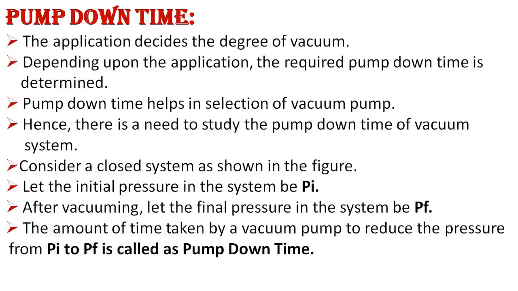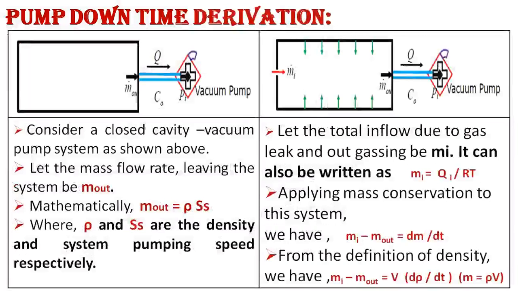The amount of time taken by a vacuum pump to reduce pressure from Pi to PF, initial pressure to final pressure, is known as pump down time. So the time required to reduce the pressure from initial pressure to final pressure is known as pump down time. Now the next concept is the pump down time derivation.